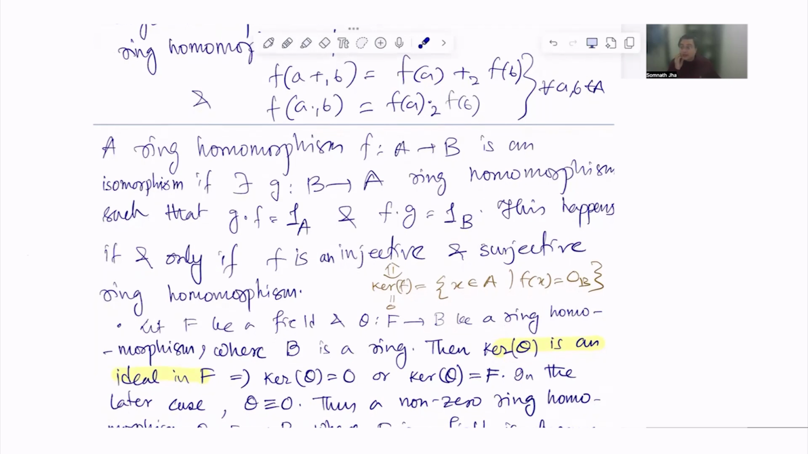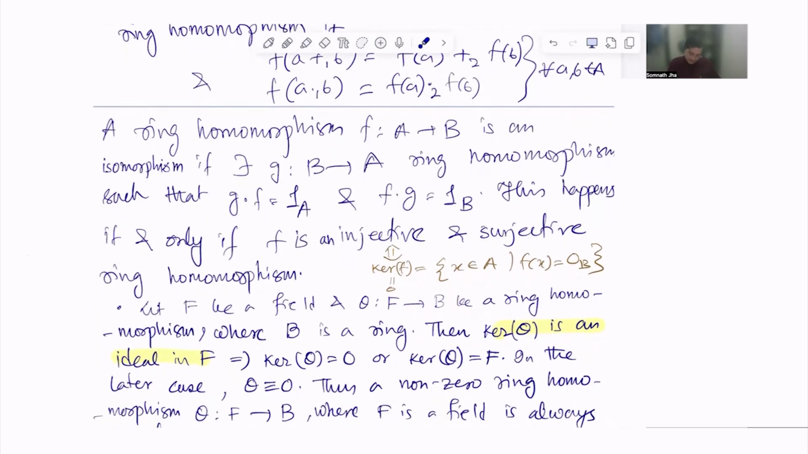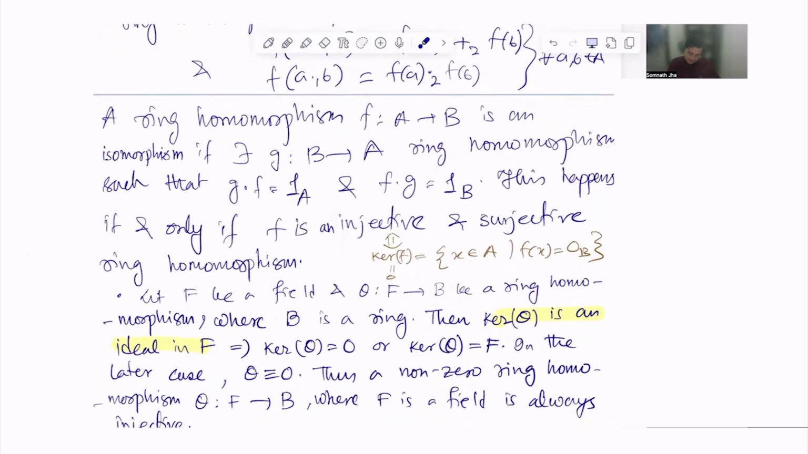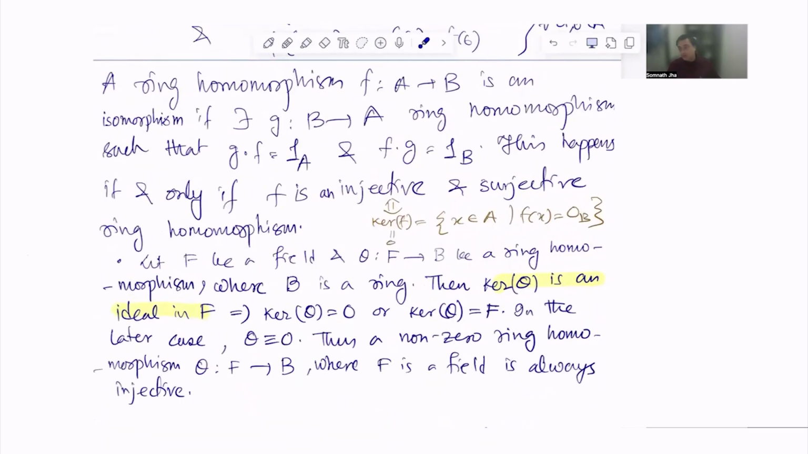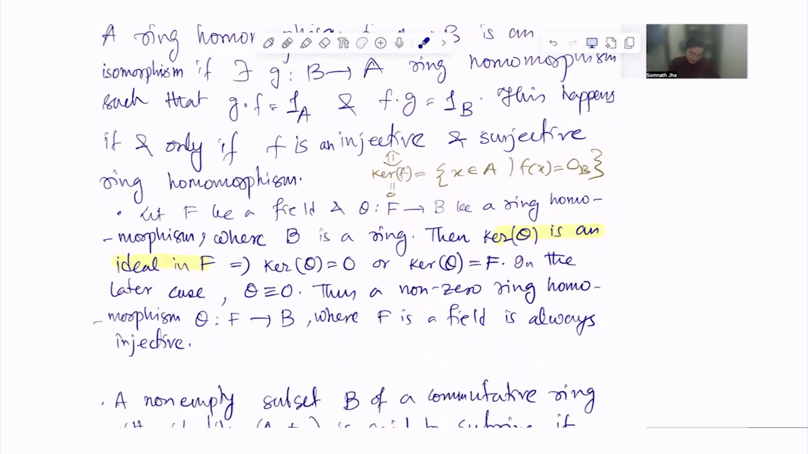If that is the case, it's fine. Otherwise, if the map is not identically 0, then the only option is that the kernel of theta is 0. Kernel theta being 0 means it is injective. So if a non-zero ring homomorphism is defined from a field F to another ring, then it is always injective. Either it is injective or it's identically 0. So there's a fact which we'll use later: a ring homomorphism from a field is either injective or identically 0.